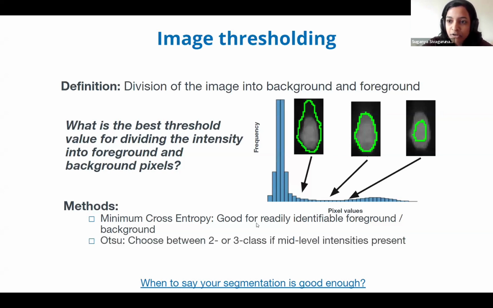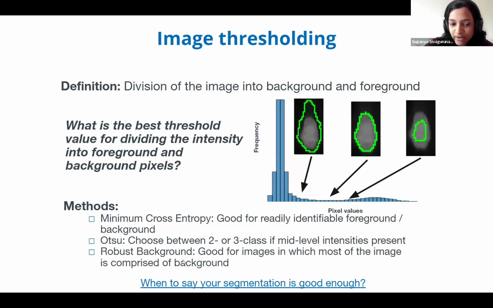And there is another method called Otsu. This method works when you have more than two peaks in your image histogram. And if you want to classify the middle peak as either foreground or background, that's where you use the Otsu method. There's another method called robust background, which works well for images which have a lot of non-specific background, or if your images are more speckly. This can be used in cases like FISH images.